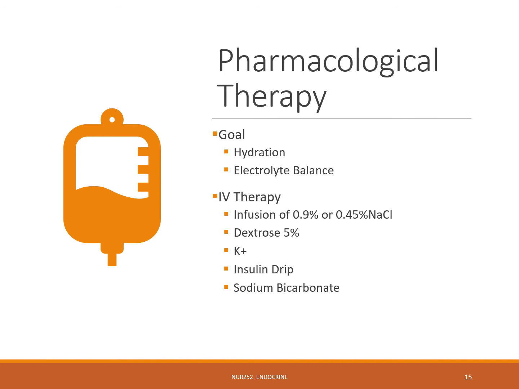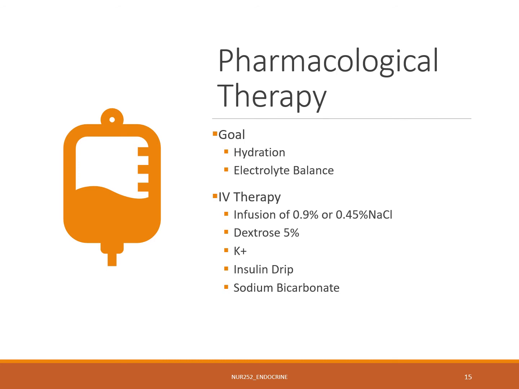Because fluid balance can be potentially life-threatening, the goal of therapy is hydration and electrolyte replacement. Electrolyte deficits include sodium chloride, bicarbonate, potassium, phosphate, magnesium, and nitrogen. An initial bolus of 0.9% sodium chloride or 0.45% sodium chloride is given to restore urine output to 30 to 60 milliliters an hour and raise blood pressure.